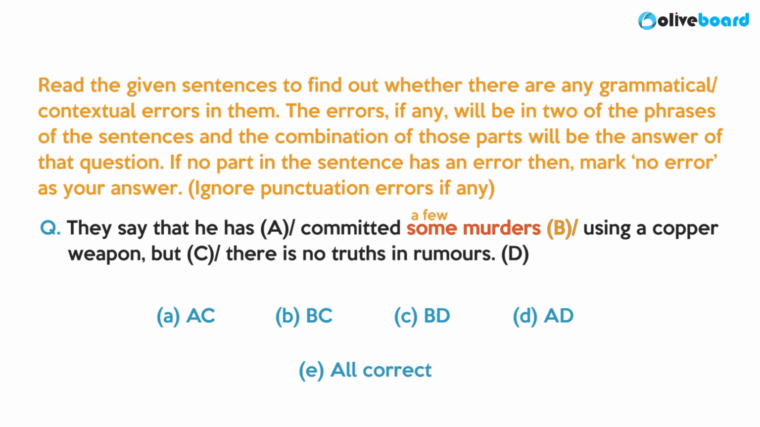Why is it so? Because murders as a noun is countable. We can count कि भाई कितने murder हुए हैं. That is why we will use few and not some. Part C also seems correct, whereas in part D, the correct usage will be there is no truth in rumors, because truth is an abstract noun, and we have just learned कि abstract nouns never run in plural form. This means option C, which is part B and D, is our correct answer.